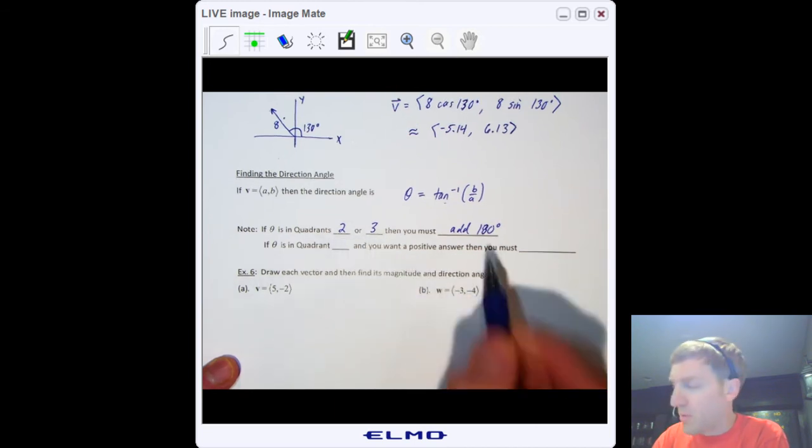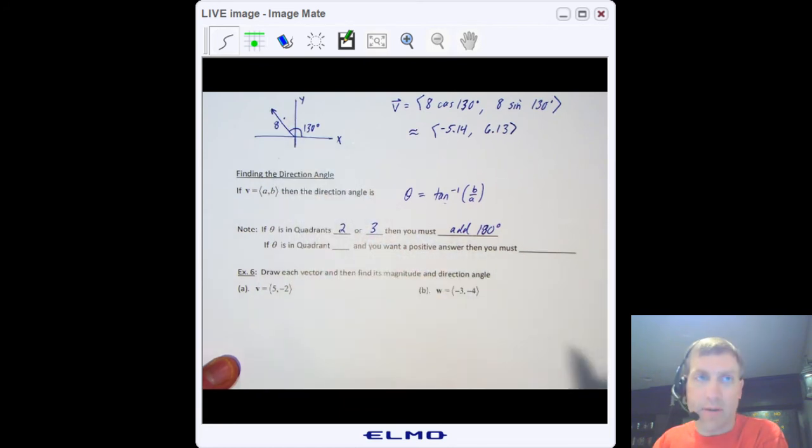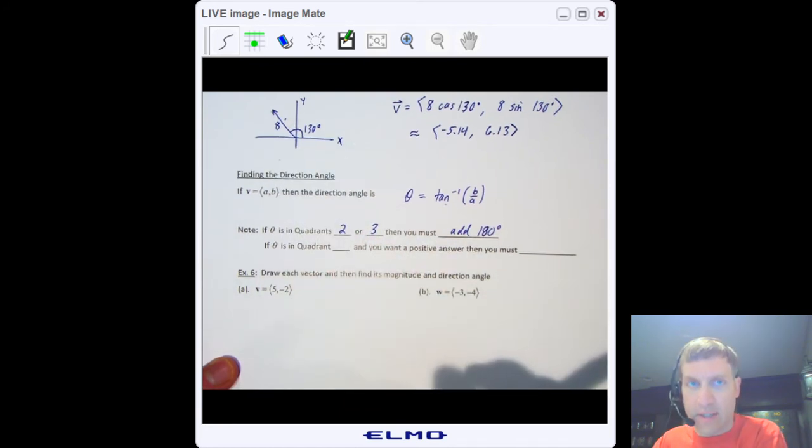If it's in quadrant 2 or 3, you must add 180 degrees because you want to go exactly halfway around the circle. And when we get to an example, I'll draw a vector, then hopefully you can visualize what we're talking about, why that's true.